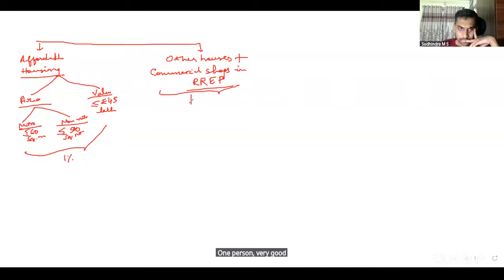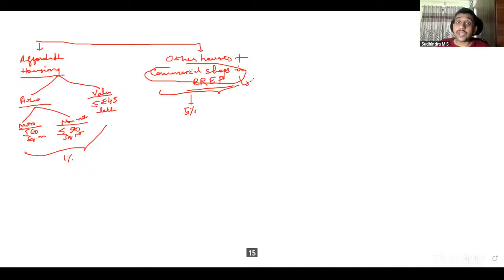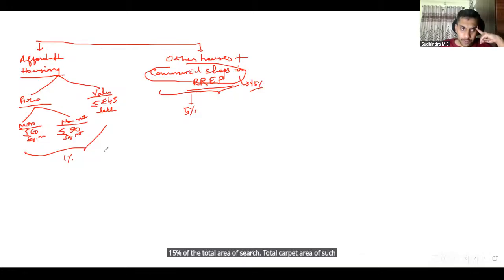Whereas in the other case, 5%. There is one more condition here: the commercial shop cannot take up more than 15% of the total carpet area of such a complex. Then it is 5%.